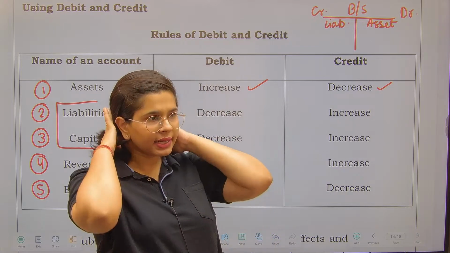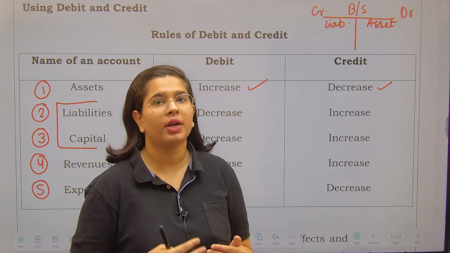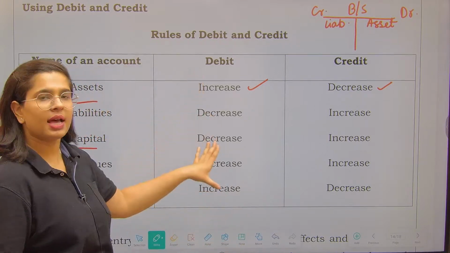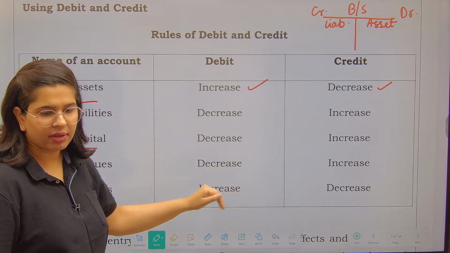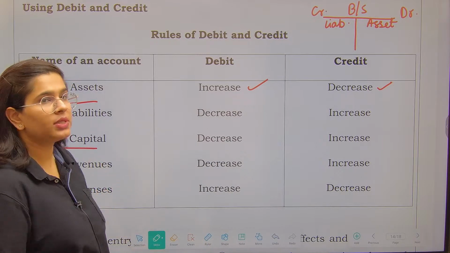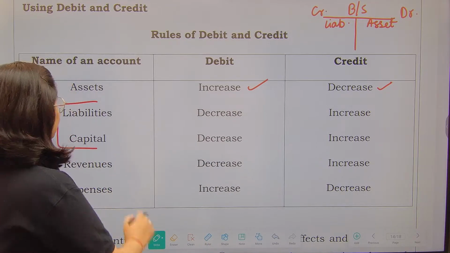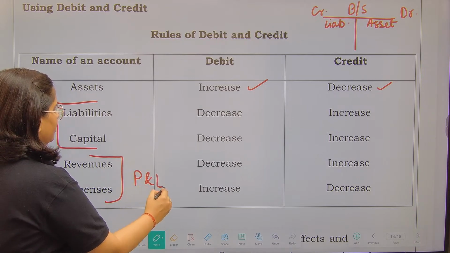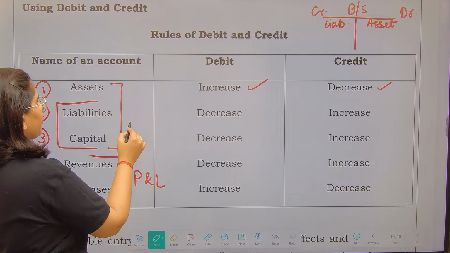So if you credit the asset, they are going to decrease. If you debit the liabilities, they are going to decrease. Okay, this much we have learned. Now the next is revenues as well as the expenses. These items, they come in my P&L. These items, they come in my balance sheet.